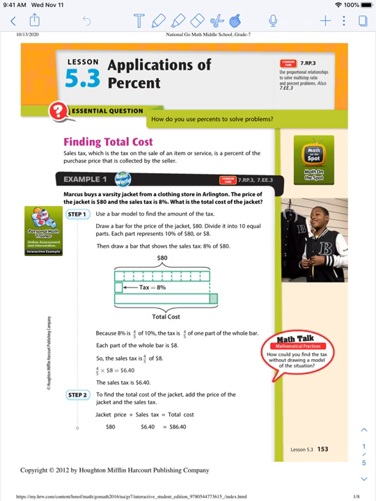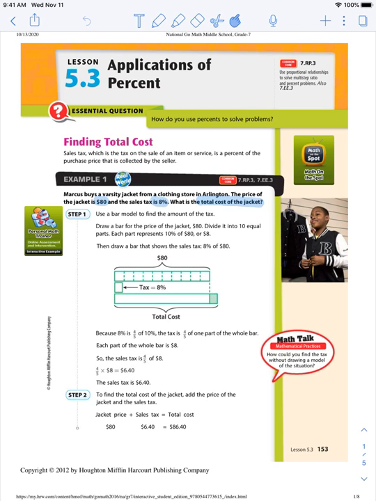Example 1. Marcus buys a varsity jacket from a clothing store in Arlington. The price of the jacket is $80. The sales tax is 8%. What is the total cost of the jacket? One way to solve this problem is by using a bar model.